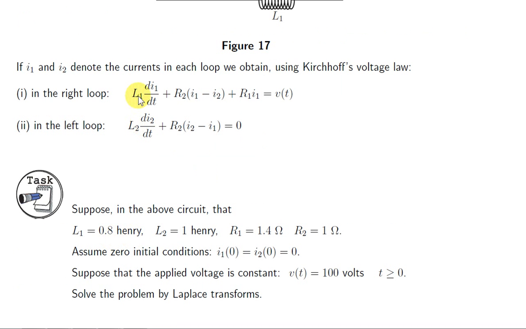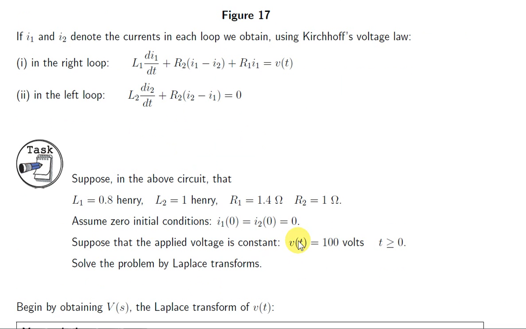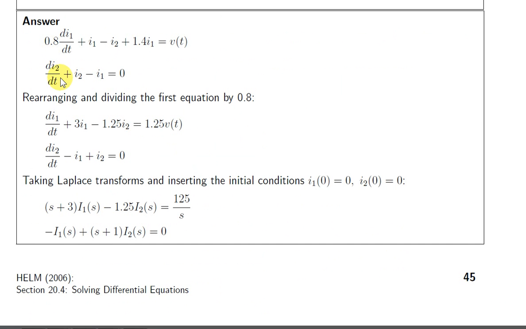Now we are going to give some values to L1, L2, R1 and R2. L1 is 0.8 henries, L2 is 1 henry, R1 is 1.4 ohms and R2 is 1 ohm. We also have the initial conditions that both currents at time 0 are 0, and we are also assuming that the voltage source is a constant 100 volts, and as usual t is positive. So if we plug those values in, we get these two equations here. V of t, by the way, is 100. So the first equation here has been divided by 0.8.